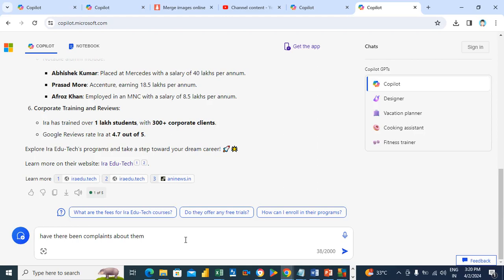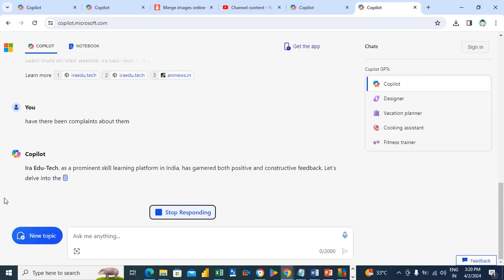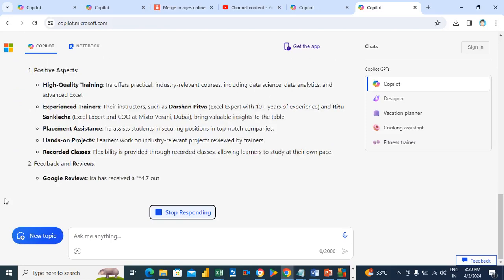It's quite a lot. But I got the data analytics course from IRA EduTech for just, I would say, $100, which is a decent amount, which is fine. Not that expensive a course, but for the price I paid, for the value I'm getting, I am quite happy as of now. Okay, now let's see if there have been some complaints about them. So it'll give you the breakdown of positive and negative things as well.